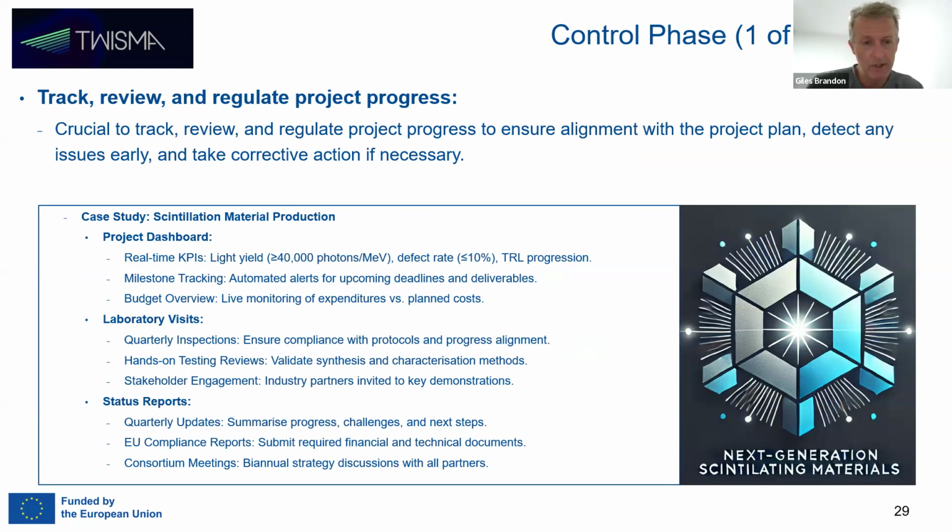This might be in an action item list, or it might be on some sort of common drive. It could be information about where we are currently with the KPIs, where the consortium stands with regard to the milestones and progress on those. And in an ideal world, it will also give some sort of budget overview. I mean, written here, live monitoring of expenditures versus planned costs. I think this is somewhat idealized. In my experience, usually the only time you get a budget overview is when you're doing the midterm and final reporting to the Commission.